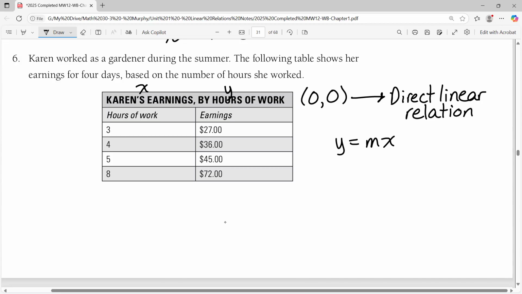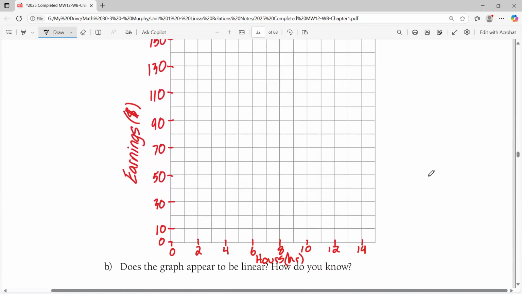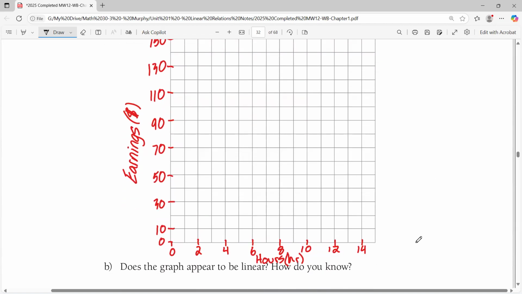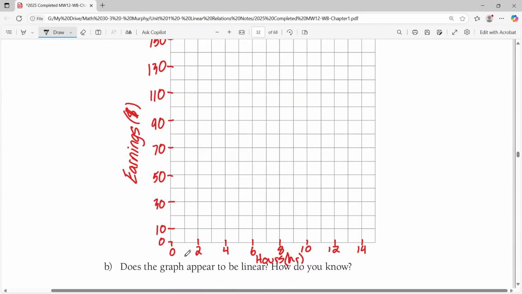Now, the following table shows her earnings for 4 days based on the number of hours she worked. Now, draw a graph of the data. I've filled this in for you so that it's spaced out properly. And you can see I've got 0 to $150 all the way from 0 to 15 hours. Okay, so let's plot some points here. And make sure you have your ruler handy.